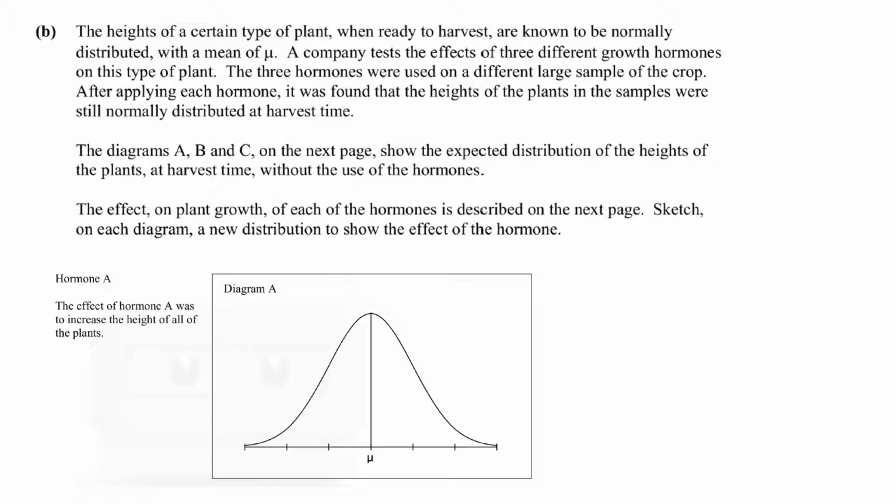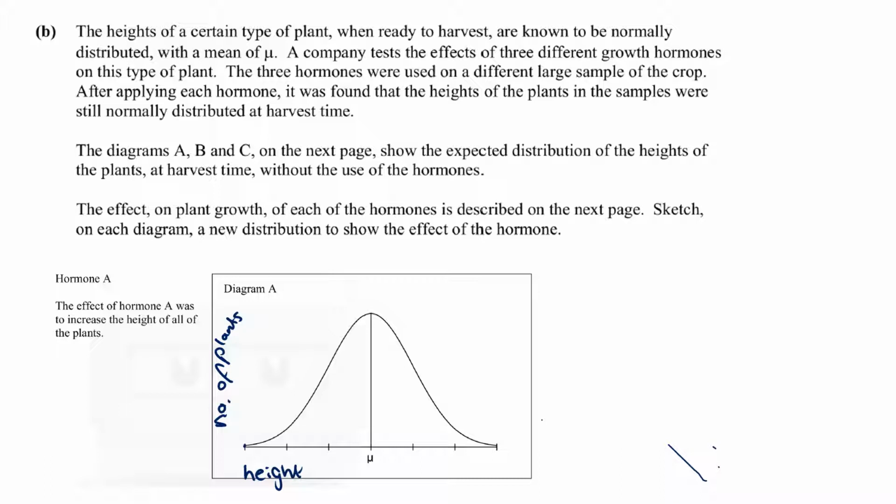So we know that when we sketch it, it's still going to be normally distributed. That's important. It's not going to be skewed in some way. So hormone A, the effect of hormone A is that it increases the height of all the plants. So all the plants get taller. So remember what this means is, on this diagram, down here is the height, and here is the number of plants. So if they all got a bit taller, if there was only one here, it's not going to exist anymore. It's going to have got taller.